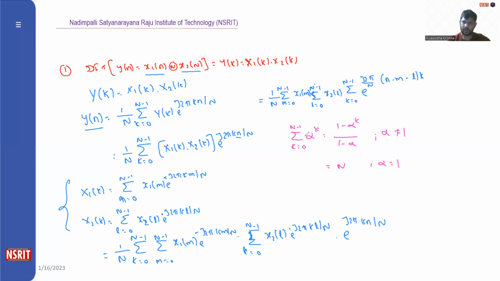Now we can take alpha. Alpha is nothing but e to the power of all these terms. So simply, if alpha equals 1, you have only one choice: n minus m minus L is equal to 0, or else L is equal to n minus m. You substitute, it is e to the power of 0, and you will get 1.